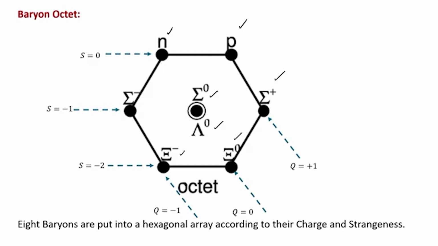So, there are 8 baryons, 6 at the corners of the hexagon and 2 in the middle, and they are arranged according to their charge and strangeness. The charge is q and the strangeness is given by s. Strangeness is classified along the horizontal direction, and along the slanted lines, that is, a downward slope, or you can say a rightward slope, these are given by particular charges: plus 1, 0, and minus 1.